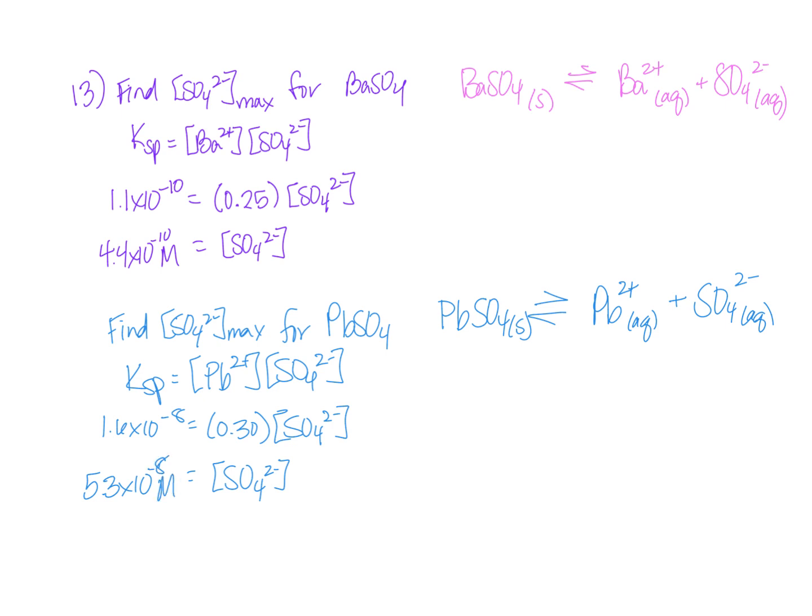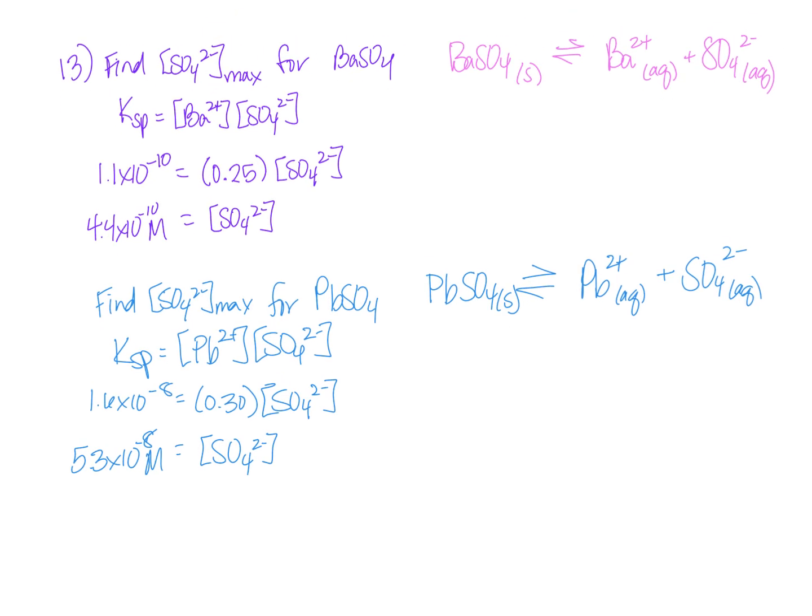All right, so now we need to compare these answers. So for the BaSO4 to form, I need 4.4 times 10 to the minus 10 molar. That many moles per liter. For the PbSO4 to form, I need 5.3 times 10 to the minus 8th. So we will reach this smaller value first. That's an arrow. That means that the BaSO4 will precipitate first because it does not need as much of the SO4 2-.